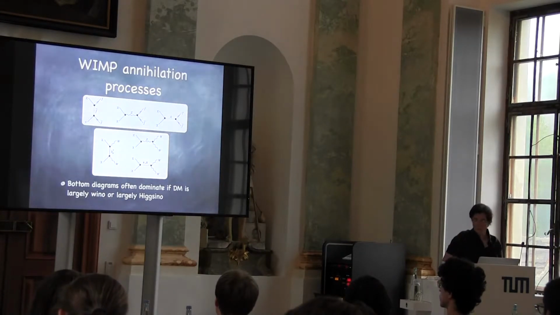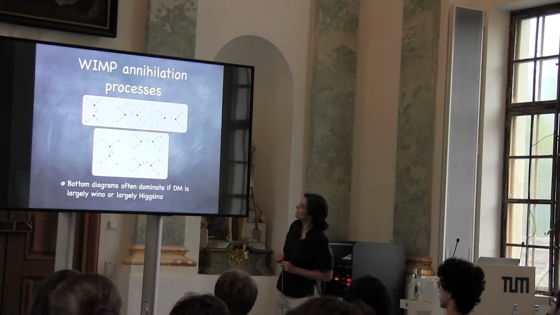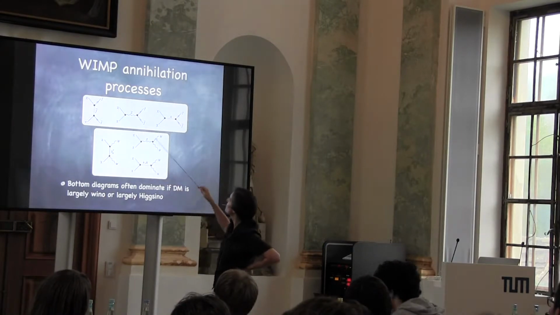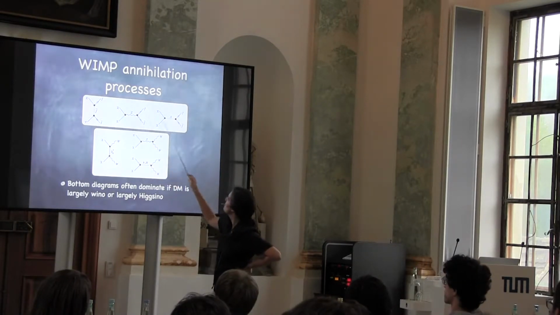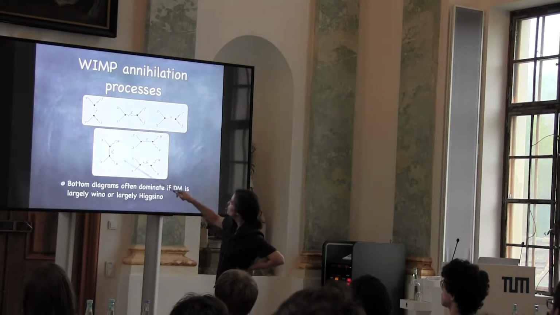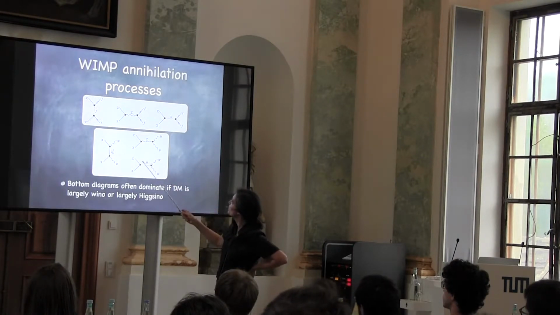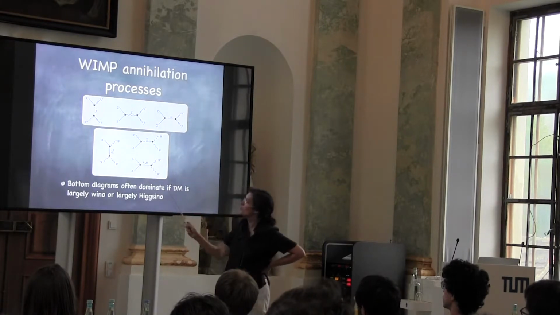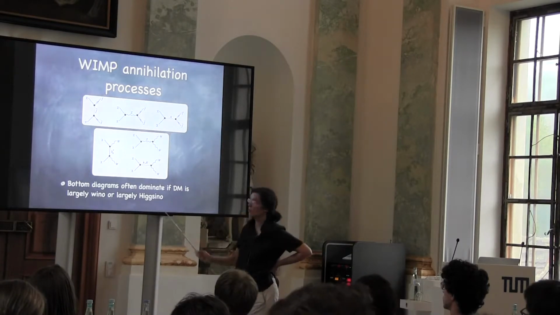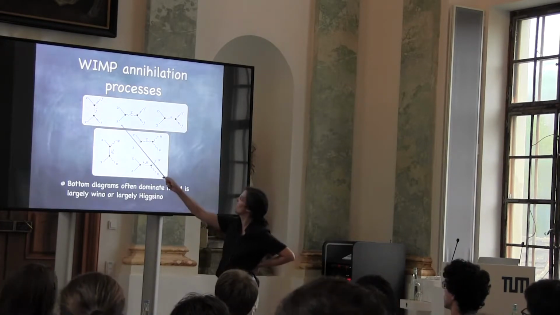Okay, so in addition to direct detection, there's also indirect detection. So you have annihilation processes where the dark matter annihilates to fermions via a fermion, a Z, or a Higgs. Or it can annihilate to the gauge bosons. Now the thing that's nice about this process, first of all, is that this is irreducible, and these typically dominate if the dark matter is largely wino or largely higgsino. And it's also pretty independent of the spectrum of the other states.